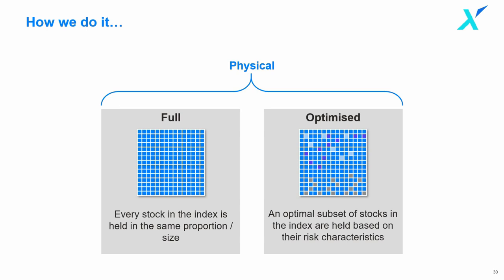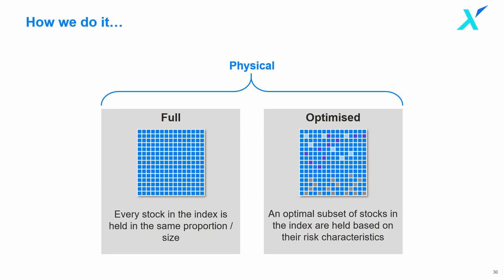And within physical tracking, what I mean by that is that you're actually holding the instruments that make up your ETF or your index fund. You're not using synthetic or derivative instruments to get that exposure. You're actually buying and selling the actual instruments that make up that index. So within the ETF context, it's typically full replication. You hold each and every share that makes up the index.